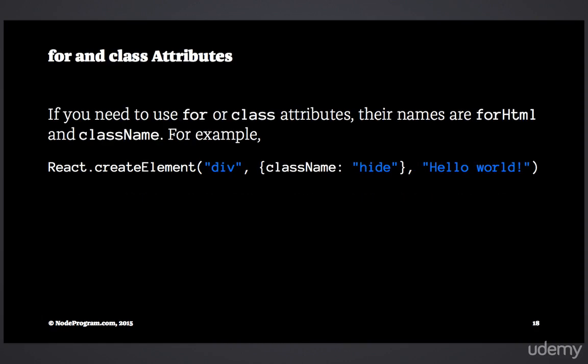There is an exception for for and class attributes. We need to change the names for them in order for us to use them with React components. The reason for this is that for and class are JavaScript reserved names, so we cannot use them as is. For class we need to use className, camel case, and for for we need to use htmlFor, also camel case. So in this example I'm applying the attribute class, but I need to use className for the React element.